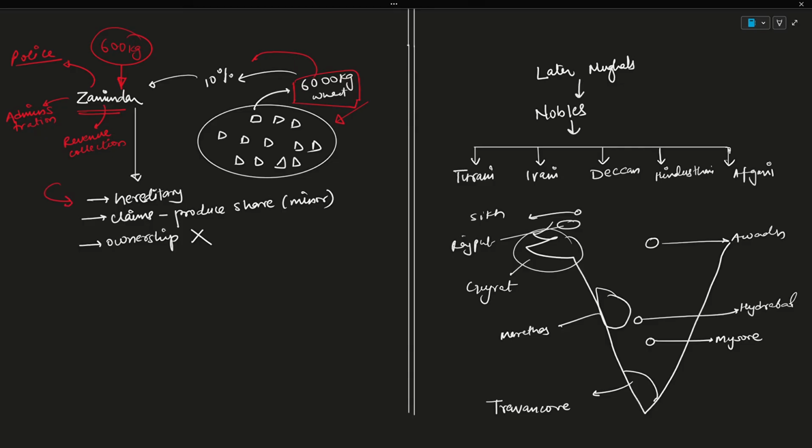Who can be a zamindar? Zamindar is a hereditary post. Suppose someone's father is a zamindar, then his son will also be a zamindar. He had claims on the production, but he doesn't have ownership. This is a very important point we need to discuss: zamindars had no ownership of these lands. He has just claims, a minor share in it. So you can understand this about zamindars.